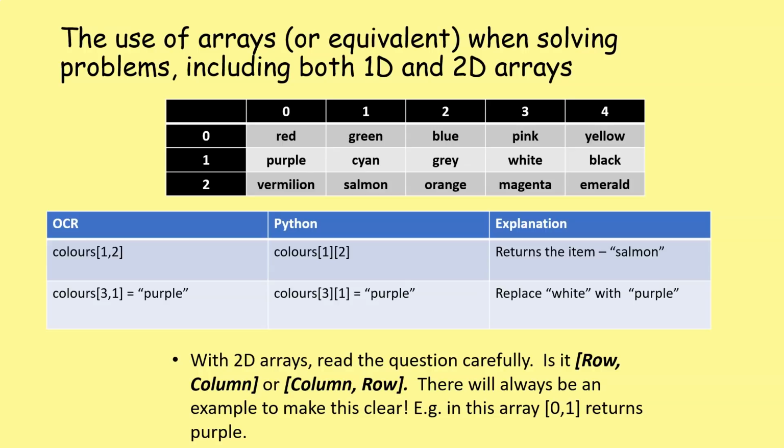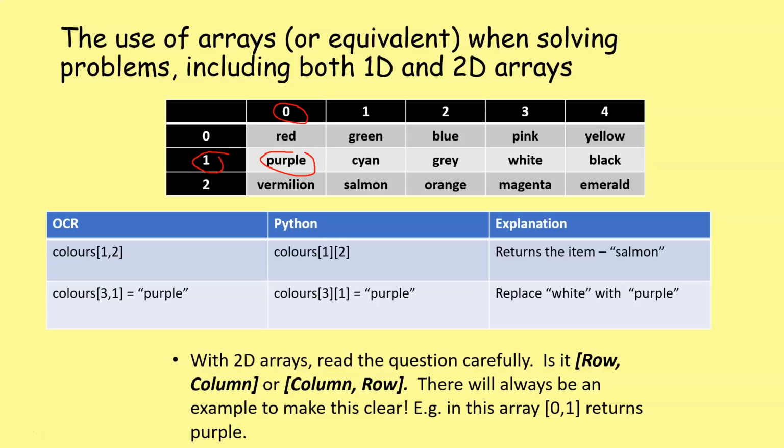With two-dimensional arrays, please read the question carefully. When it comes to the index values, is it row and then column or column and then row? There will always be an example in the question to make this clear. So for example, for this two-dimensional array, the question might say that 0, 1 returns purple. So you can have a look at this and go, okay, 0, 1, purple. Here's purple, and we've got the 0 here, and we've got the 1 here. So obviously, the column is 0 and the row is 1, so it's column and then row. Okay, I know that for all the rest of the questions in this sequence.